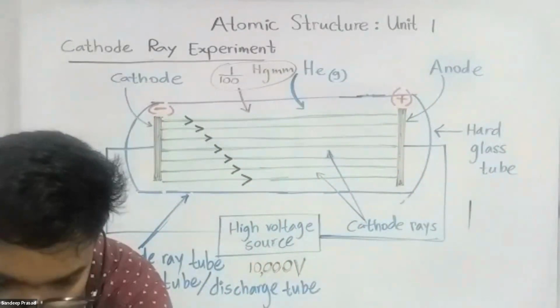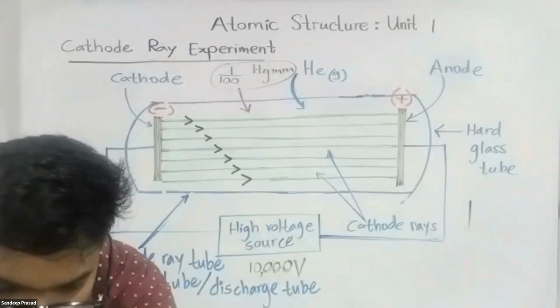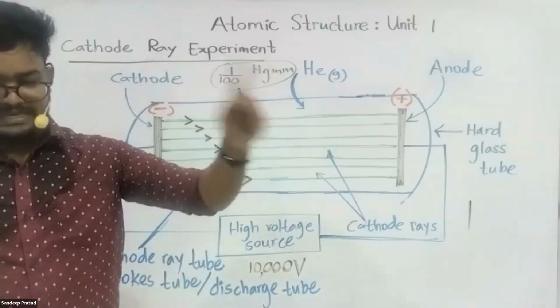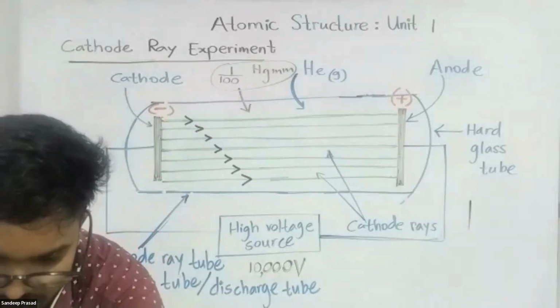So didn't electrons move out from the cathode in the other direction? No. The cathode is actually a circular metal plate. So cathode rays are emitting and they are going towards the anode, not in other directions. Why was this experiment conducted in the first place?